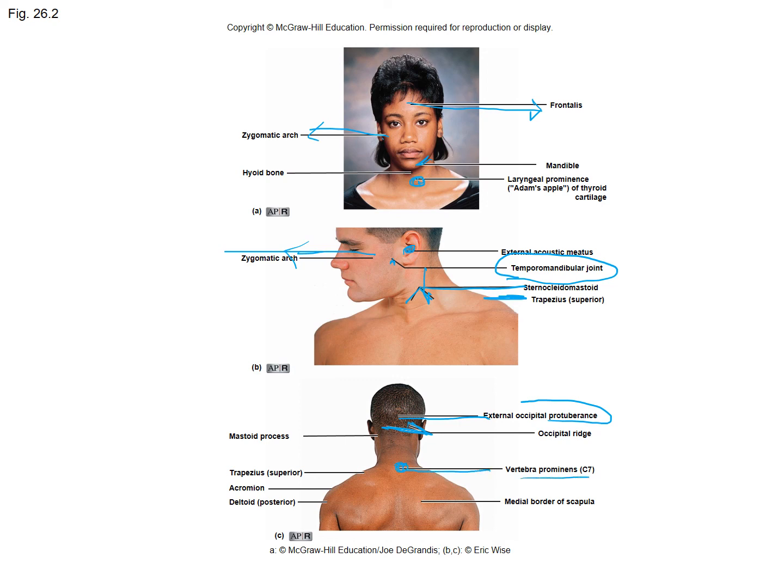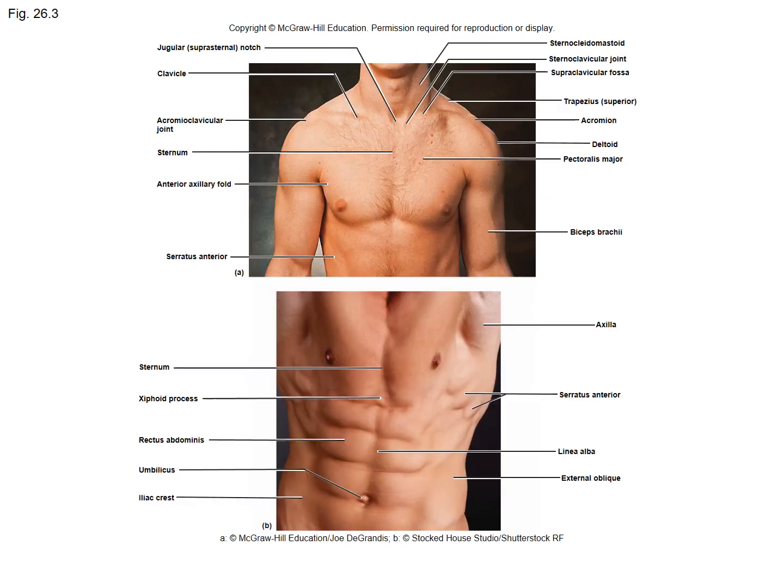You have the vertebra prominens of C7. I told you when you bend it, you can find it easily here. Trapezius superior, the muscle. Acromion of the scapula. And the bony landmarks and surface anatomy that you need to know. Sternocleidomastoid again. Sternoclavicular joint. Supraclavicular fossa means depression, as you know, and this is jugular notch of the sternum.